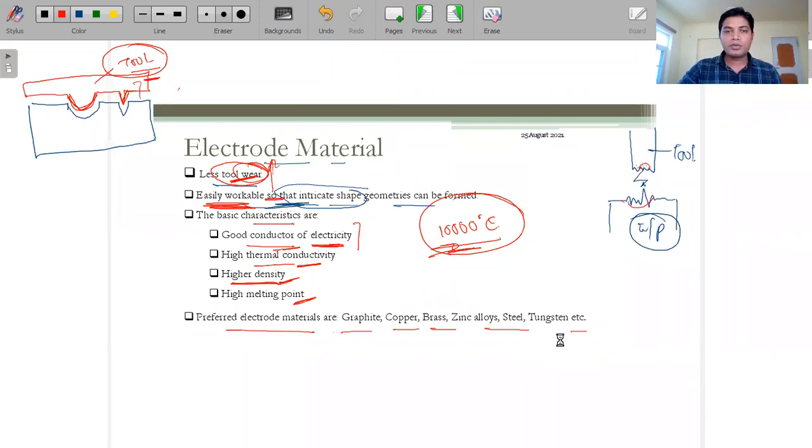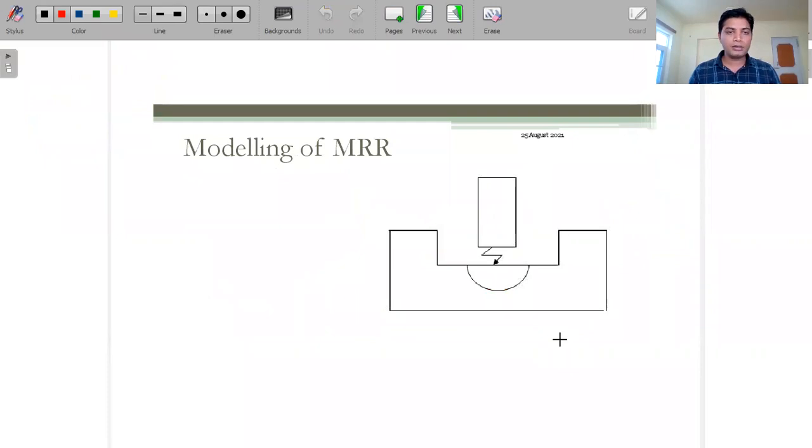Let's move to the next topic, the modeling of MRR. It will just take 10 to 15 minutes, guys. Then, from the next class, we can start the different types of circuits. So, modeling of MRR.